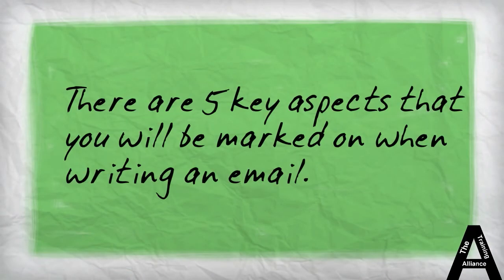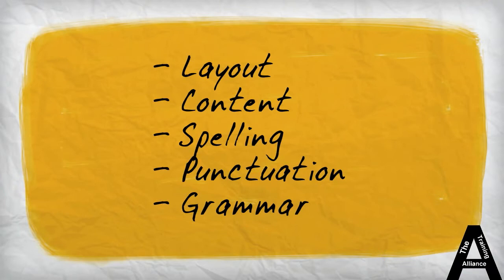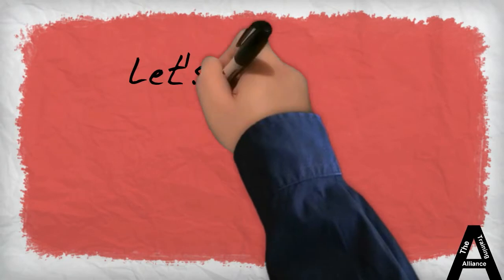There are 5 key aspects that you'll be marked on when you write an email. Layout, content, spelling, punctuation, and grammar. Let's look at the layout of an email.